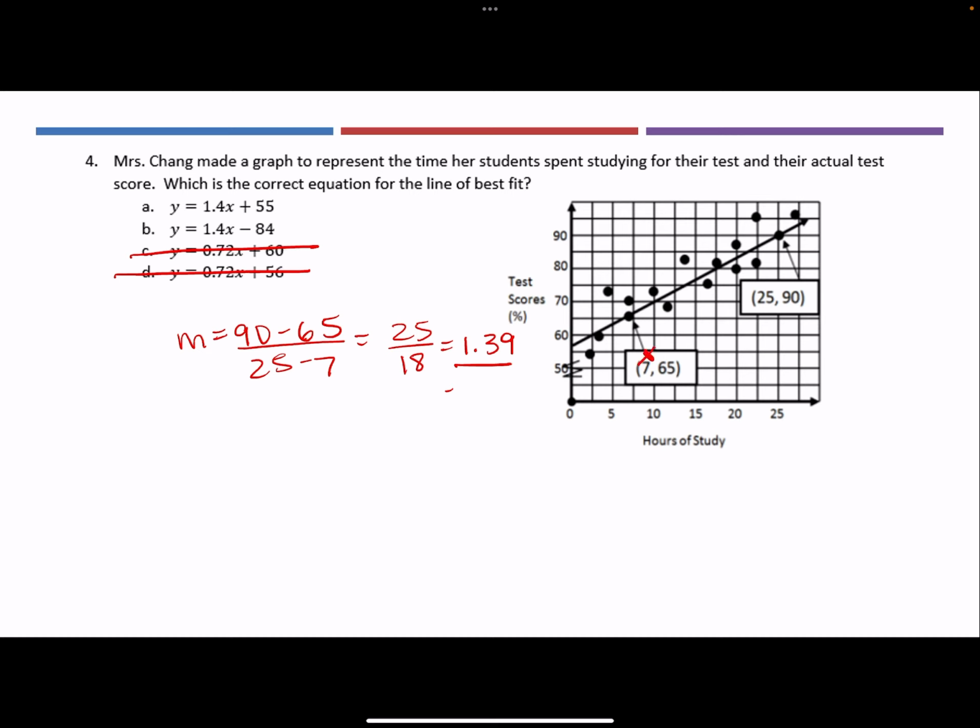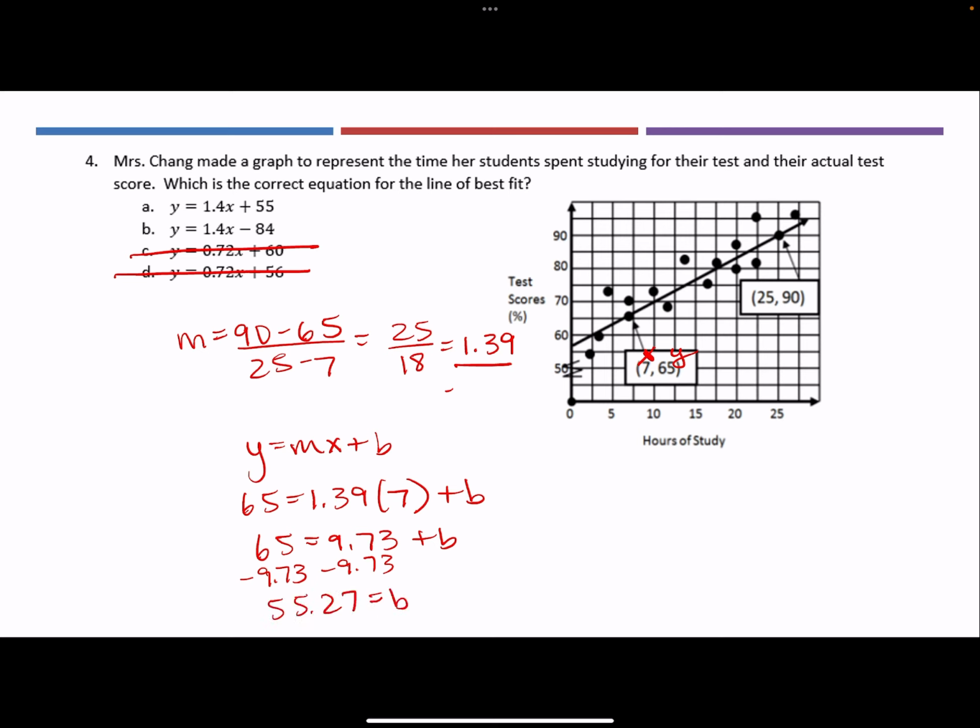Let's use this point here. I'll call this x and y. Y equals mx plus b. So 65 is equal to 1.39 times 7. So 1.39 times 7, use your calculator. You get 9.73. And then solve for b. So 65 minus 9.73 is 55.27. So my equation, y is equal to 1.39x plus 55.27. And if you do some rounding, you end up getting letter A.